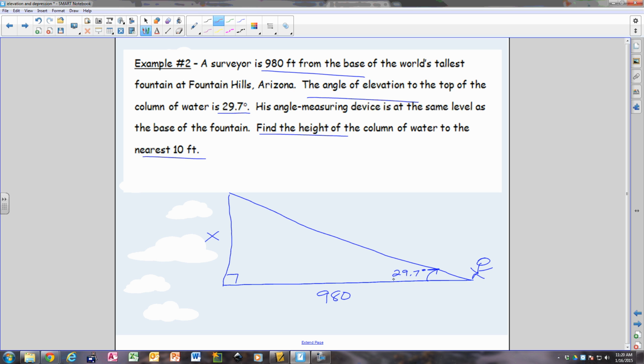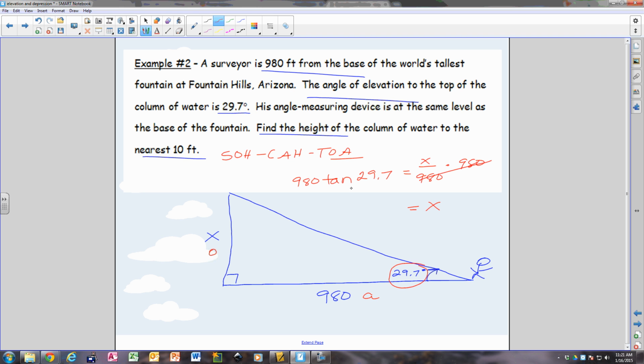So if I'm referencing this angle, this is adjacent and this is opposite. So SOHCAHTOA says, I have an O and an A, so that means I need to use tangent. So the tangent of 29.7 is opposite over adjacent. So since x is in the top, I just simply need to multiply both sides by 980. So I can get x.